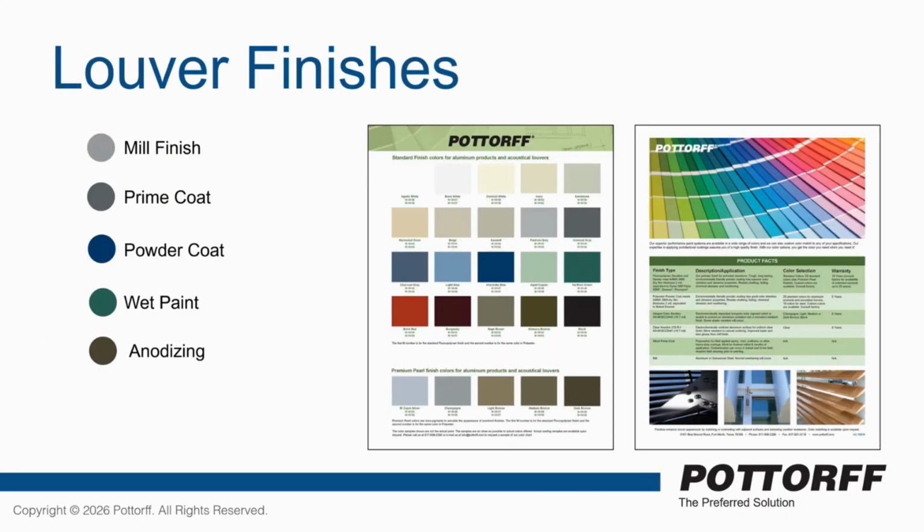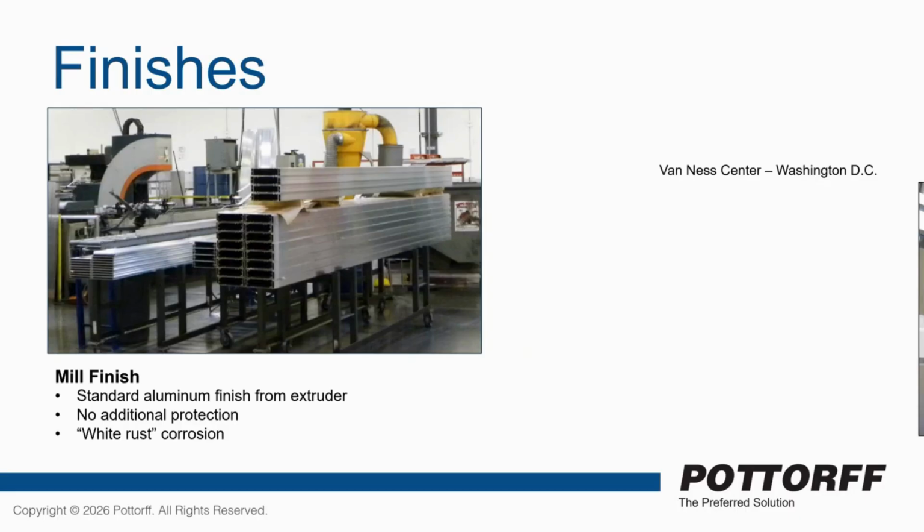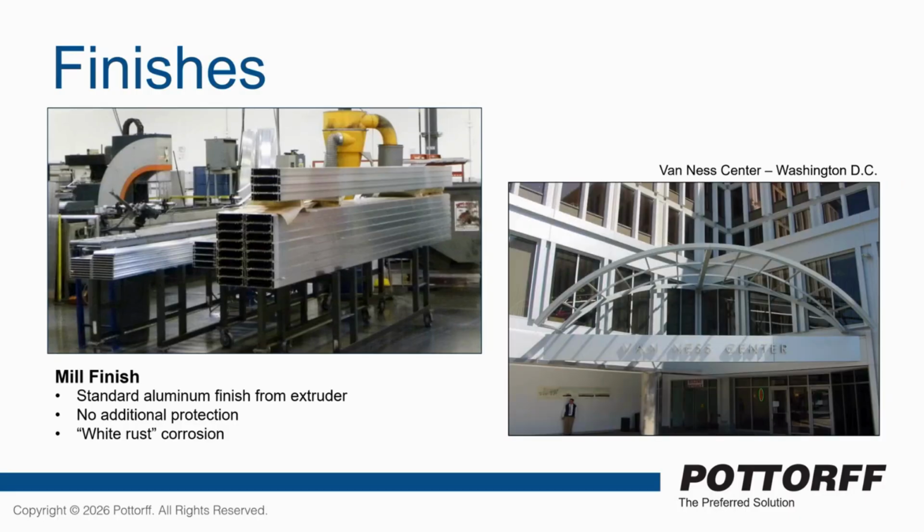We offer a couple different types: mill, prime coat, powder coat, wet paint, and anodizing. Mill finish is where we're not going to paint it. You will get the standard color, the raw aluminum. Sometimes this can be a cost saving measure. One downside is having no paint or coating on there: this louver is more susceptible to rust quickly.